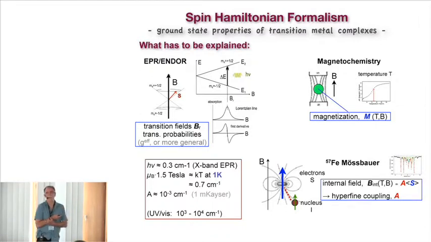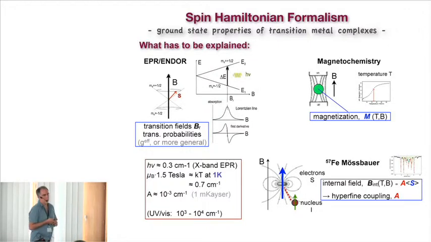When it comes to magnetochemistry, so magnetic measurements of paramagnetic samples, that is a topic Professor Glaser will talk about in detail, but what we will have to explain at the end is the magnetization of a sample. So we put a sample into a magnetic field, this sample will distort the field, this distortion can be detected and converted into a signal which is proportional to the magnetization, and we can follow this magnetization as a function of temperature and applied field. Again, something which we have to explain by this Spin Hamiltonian theory.